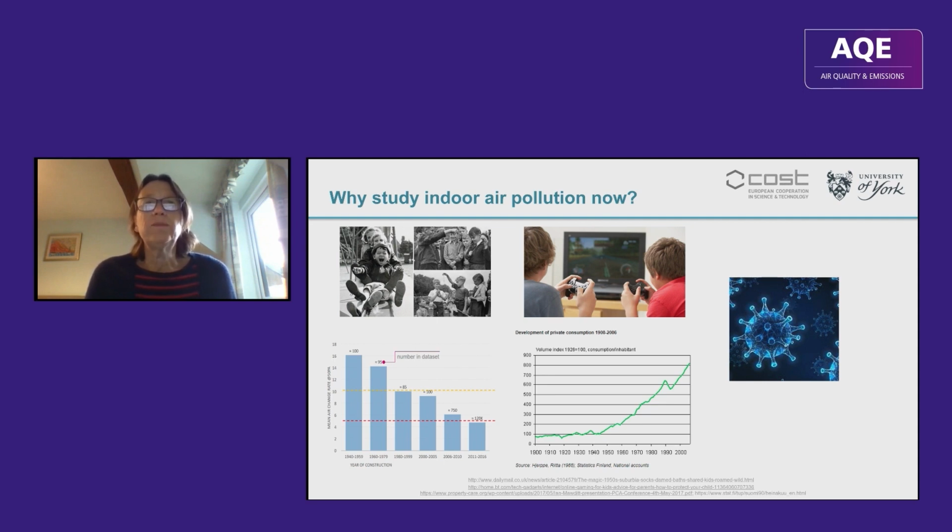The plot in the middle at the bottom is showing you a consumer index. You might wonder why I'm talking about consumer indexes, but basically this is really a proxy for how often we buy new things and bring new things into buildings.